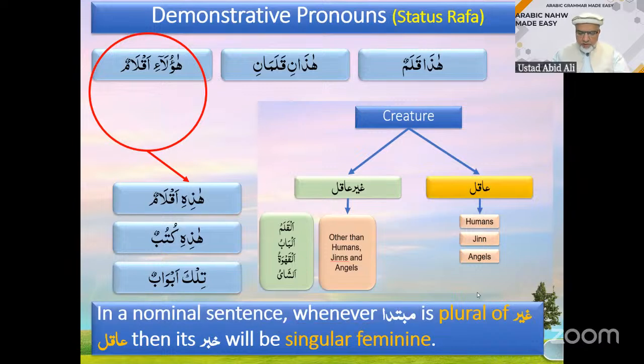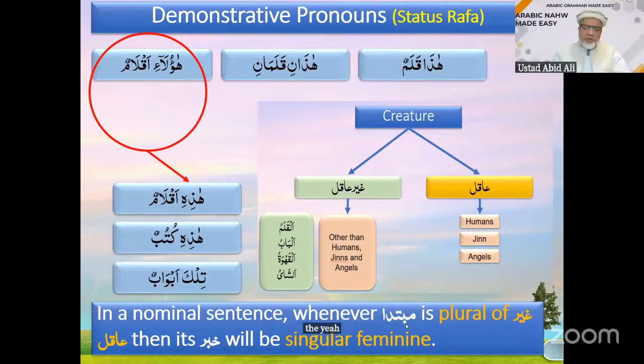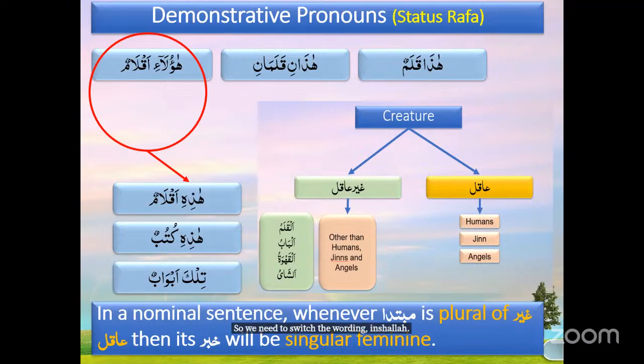Okay, let's see. Whenever mubtada, you're right. Yeah. This is from the previous slide, so there is a typo. So whenever the khabar is plural of ghair aqil, then the mubtada will be singular feminine. Jazakallah khair for pointing that out. So we need to switch the wording, inshallah. Yes, yeah. Thank you. Jazakallah khair.